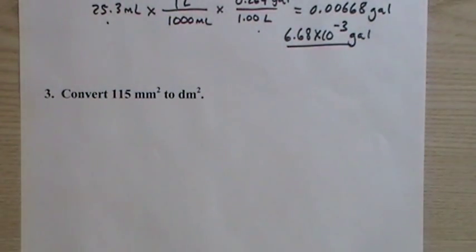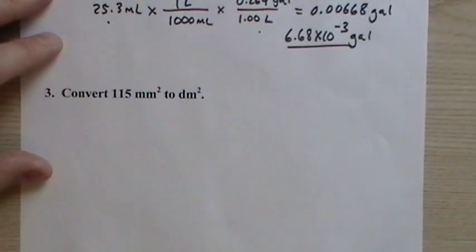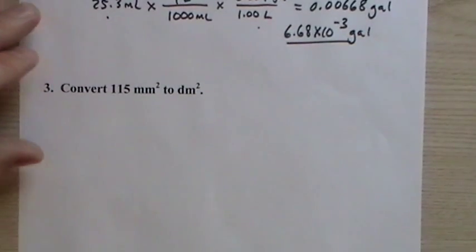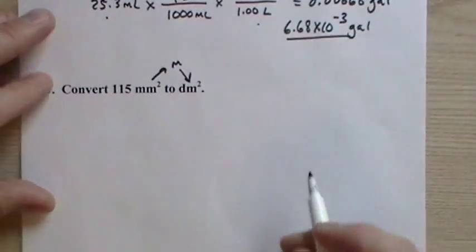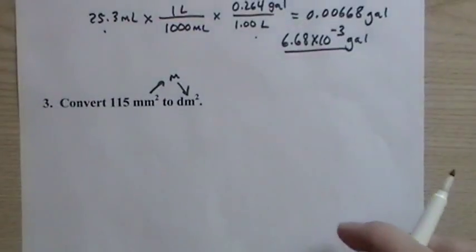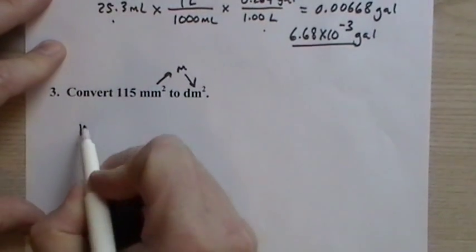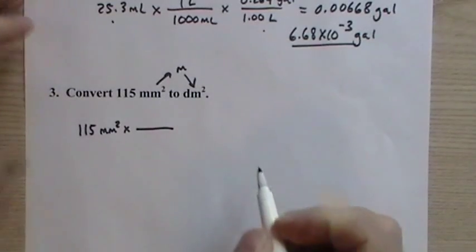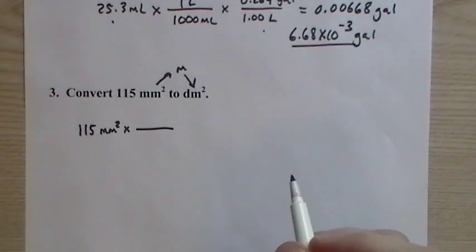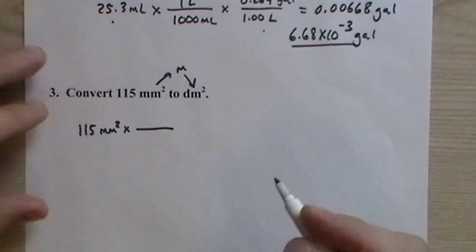Okay, so convert 115 millimeters squared to decimeters squared. Okay, so we're going to have to go through meters, but also it's squared. So we have another problem. We take 115 millimeters squared. Well, how many millimeters squared are there in a meter squared? Because we're in units of area, so that's what we're going to have to do.